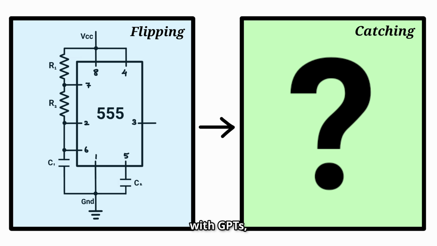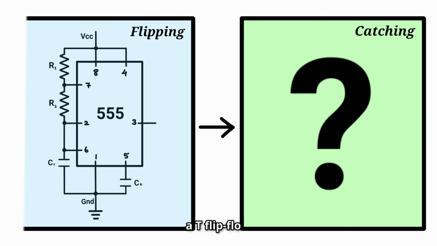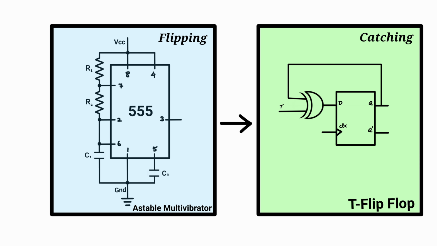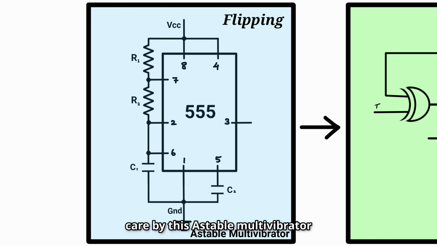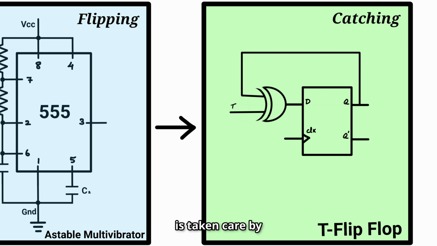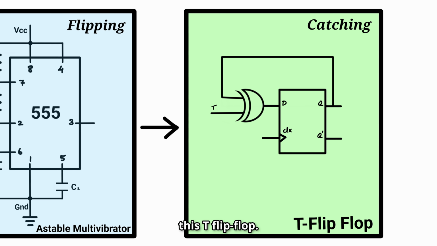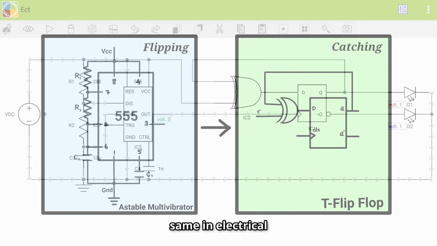Many hours later. Okay, after chatting with GPTs, looks like what we need is a T flip-flop. The flipping part is taken care of by this astable multivibrator, while the catching part is taken care of by this D flip-flop. Now, let's build the same in Electrical Circuit Studio.